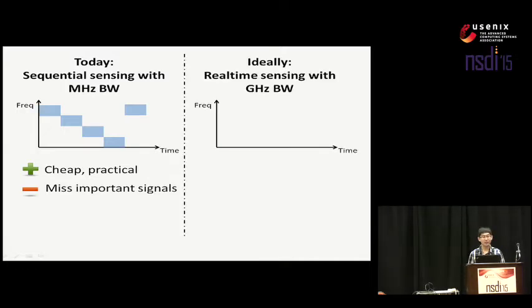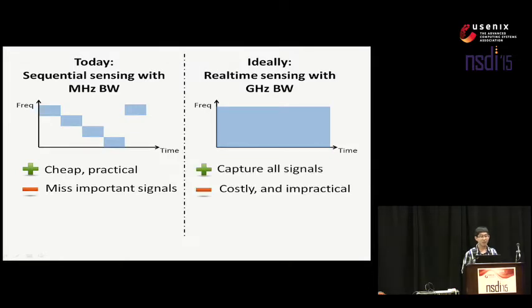Ideally, we want real-time sensing with gigahertz wide bandwidth, so that we can capture this gigahertz wide spectrum at any time, and we continuously track what is happening. If we do this, we capture all signals. But at the same time, this is very costly because it requires a very sophisticated receiver that captures gigahertz wide bandwidth. And it is practically almost impossible for commercial systems in particular.